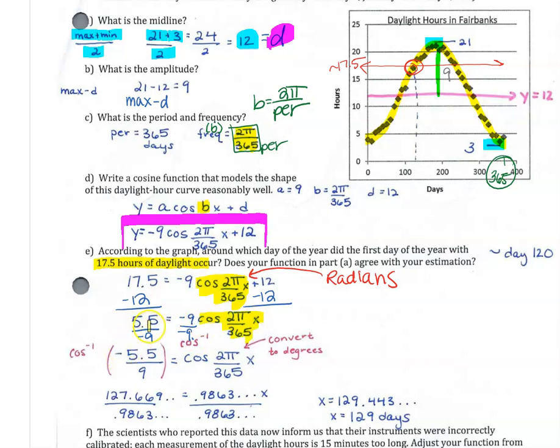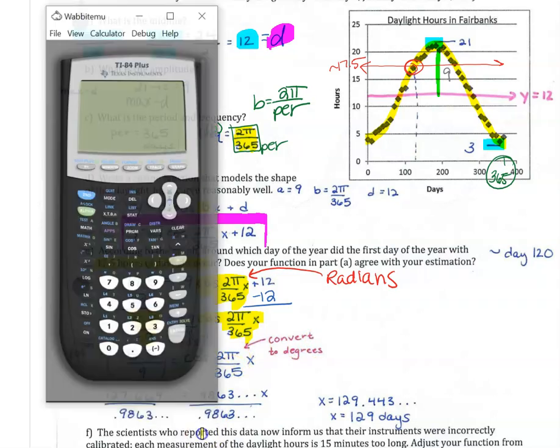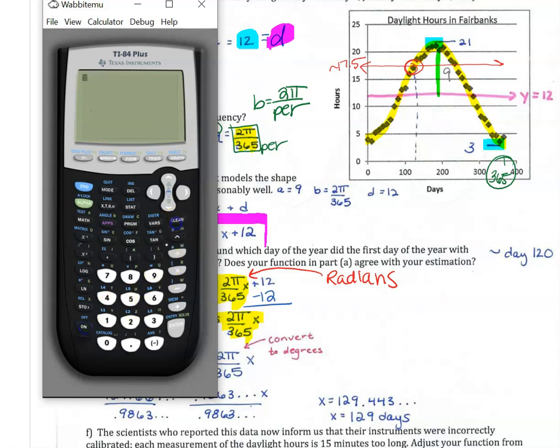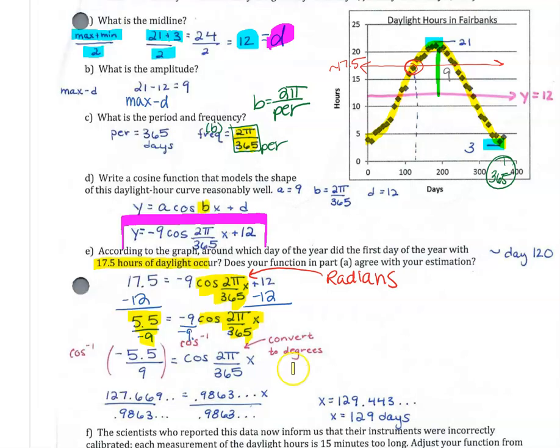Now, on the left side of this equation, I have -5.5 divided by 9, because that's from right there. Now, this I'm going to convert to degrees because my calculator is in degree mode. We know that pi is equal to 180 degrees. So if I do 2 times 180 divided by 365, that's where this 0.986 number is coming from. Again, this is all because pi radians equals 180 degrees, and your calculator is in degree mode.